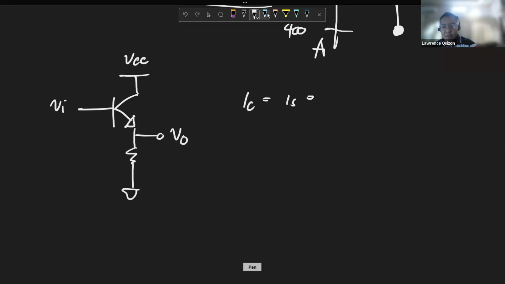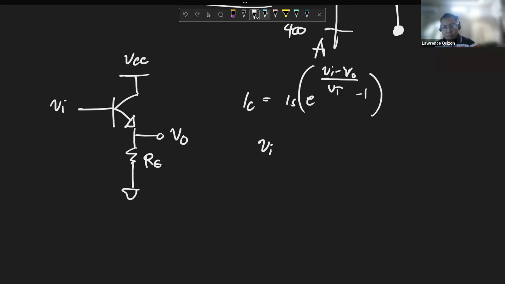Well, IS e to the V in minus V out over VT minus 1. So that's what IC would be, no? Let's call that RE for the resistor at the emitter, no?